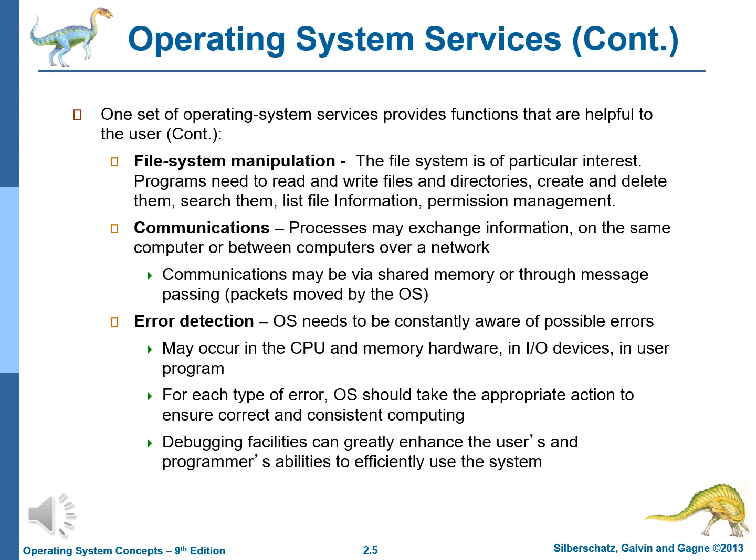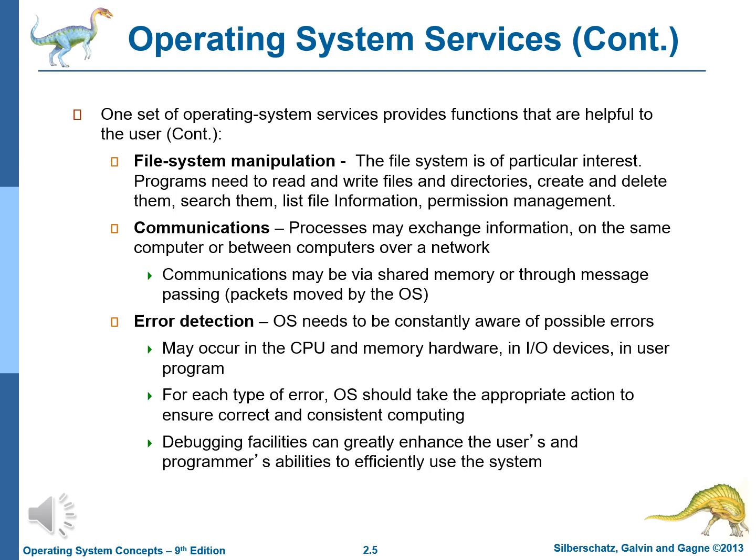Communications. There are many circumstances in which one process needs to exchange information with another process. Such communication may occur between processes that are executing on the same computer or between processes that are executing on different computer systems tied together by a computer network. Communications may be implemented by shared memory, in which two or more processes read and write to a shared section of memory, or message passing, in which packets of information in predefined formats are moved between processes by the operating system.